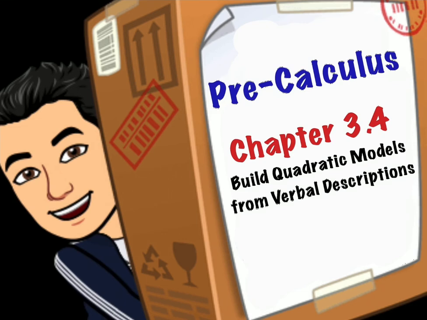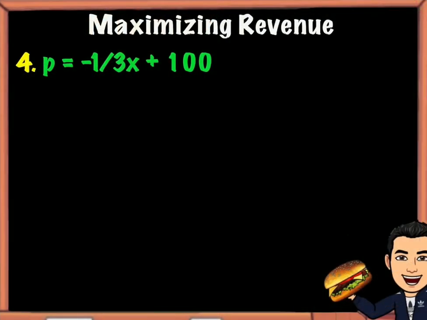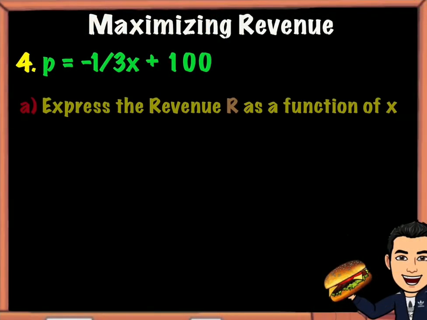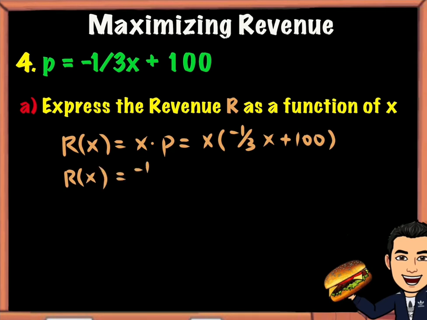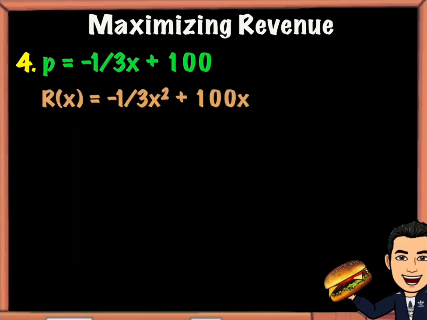Let's get started. So number 4, we're going to be working on the maximizing revenue question. So the revenue is quantity multiplied by the price. And the price is given above. So we have x times negative 1/3 x plus 100. So the revenue, R of x, is equal to negative 1/3 x squared plus 100x. So now I'm going to keep this function, R of x.